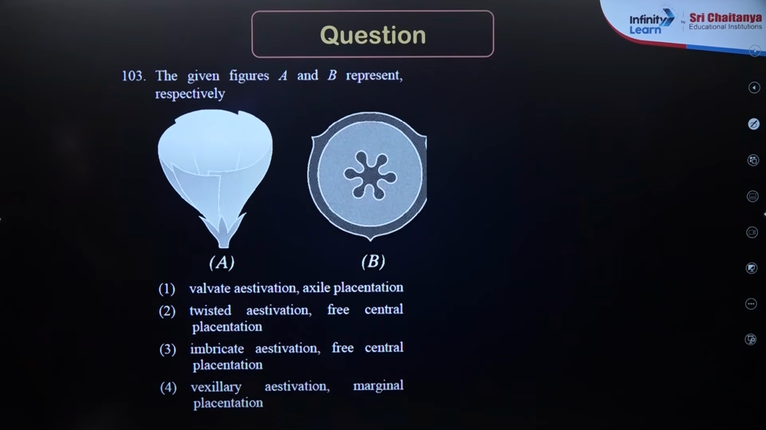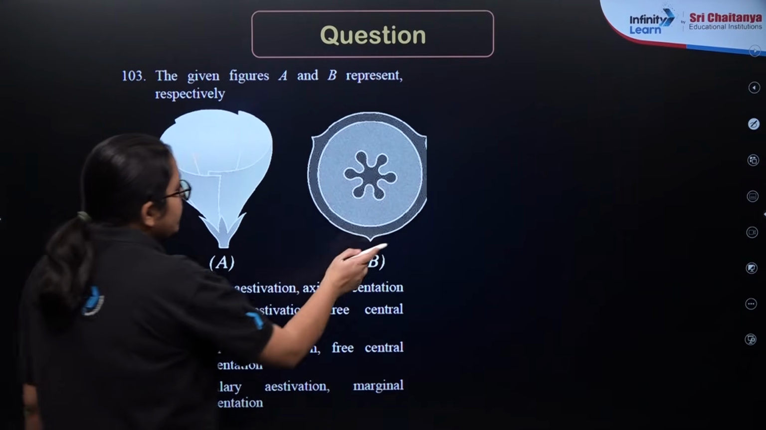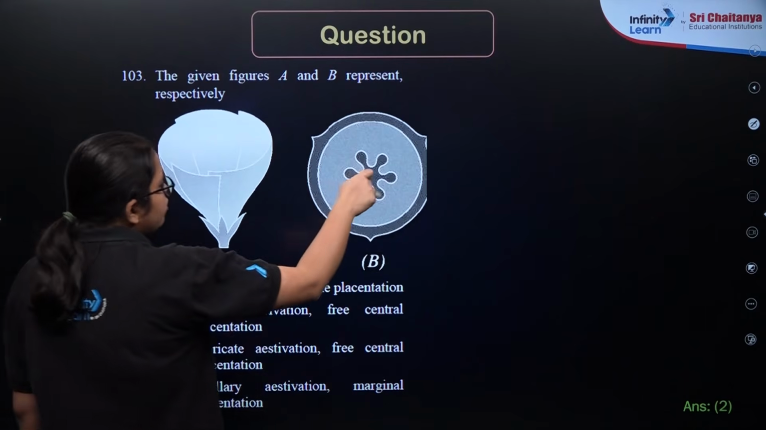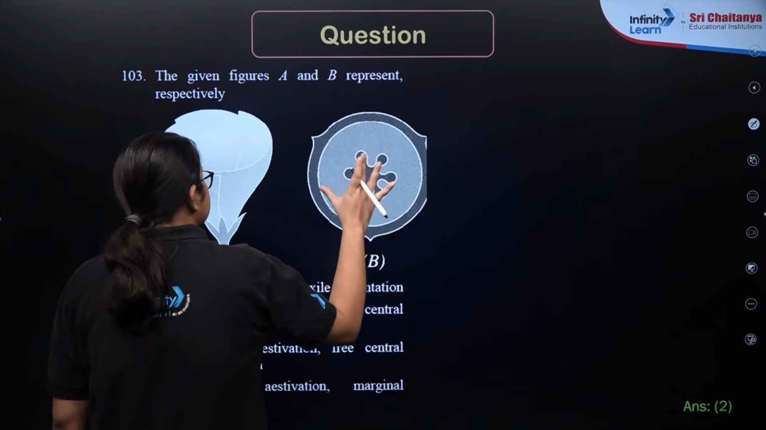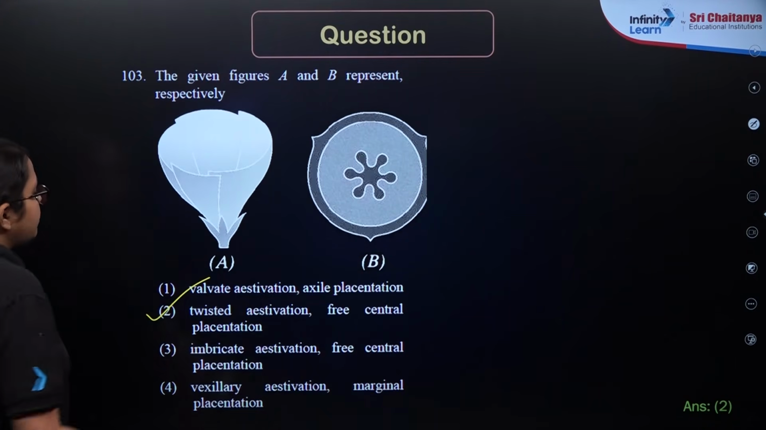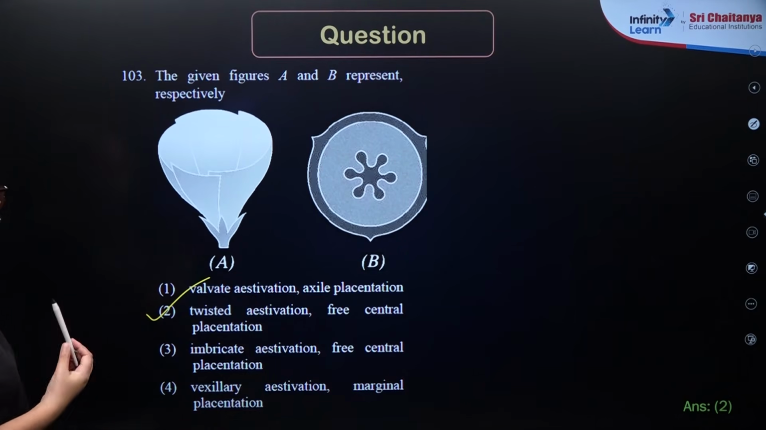Next, here 2 diagrams have been given, A and B. You have to identify what they represent respectively. So A here is twisted aestivation, B here is free central placentation. It means the ovules are in the middle, in the center of the placenta. That is why it is called free central placentation. And here the petals are overlapping each other, but in a designed, proper manner. So that is your twisted aestivation. So the answer is 2. Next question.